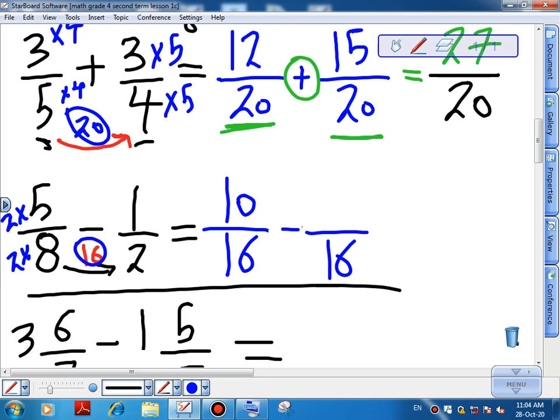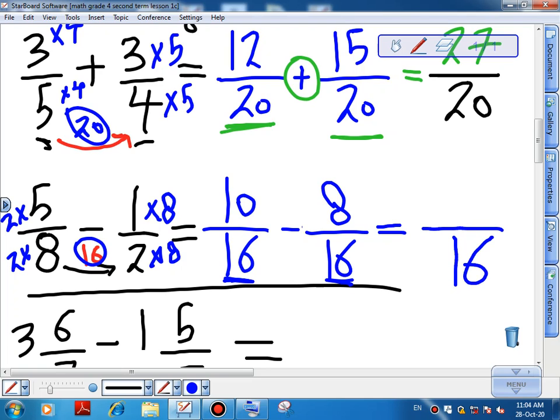And another one, 2 will be 16, times 8. And also 1 times 8 equal to 8. Now we have the same denominator, 16. 10 over 16 minus 8 over 16, we get the same denominator in the result, not changed yet. 10 minus 8 equal to 2 over 16.